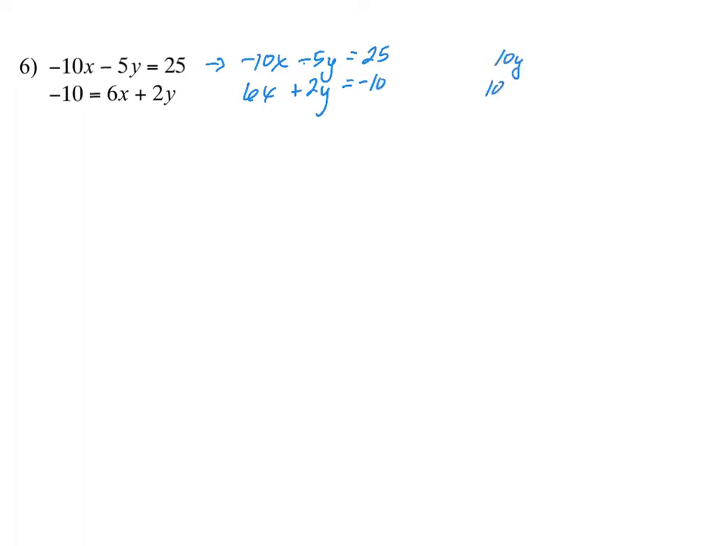I believe I get rid of the y's here. The top one is already negative, so I left it negative. I gotta multiply every term on the top by 2, so I get negative 20x minus 10y equals 50. I gotta multiply every term on the bottom by 5. This time I remember to put the 5 in every term. I got 30x plus 10y equals negative 50.